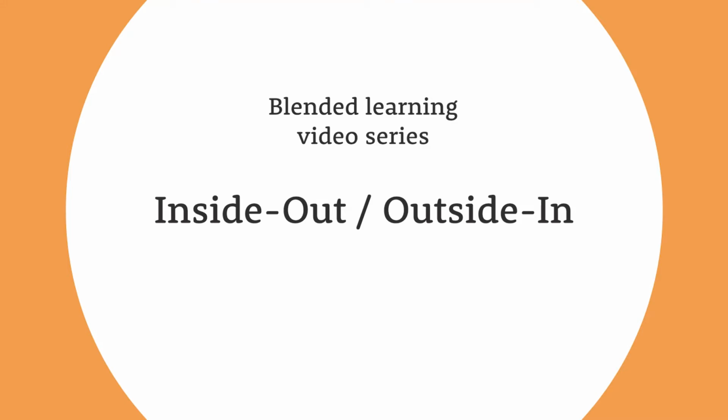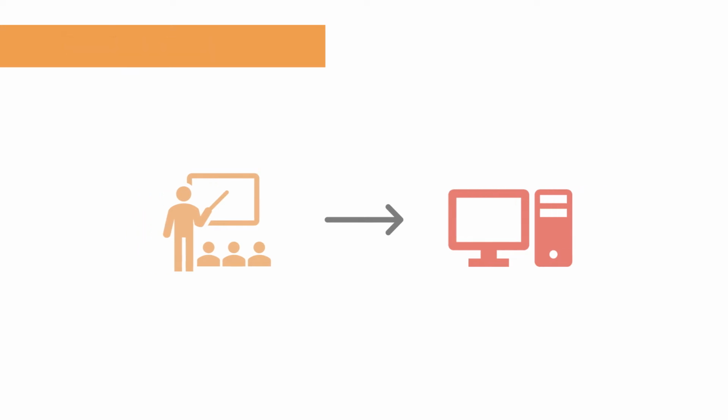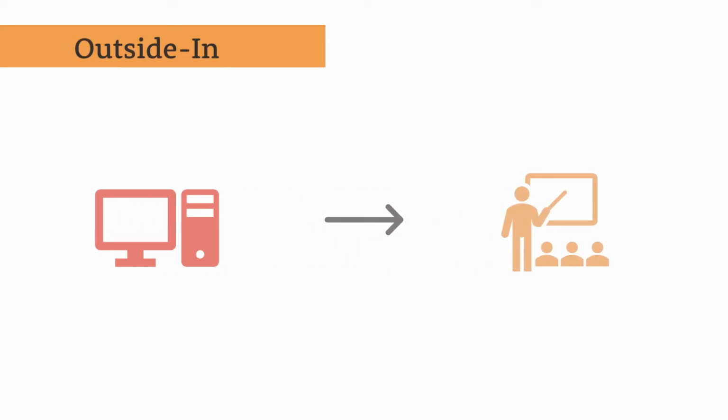Welcome to this short video introducing inside out and outside in as a model for blended learning. When referring to this model, inside out is when teaching and learning starts inside the classroom and finishes outside of it in an online environment. Outside in is when teaching and learning first starts online and finishes inside the classroom.